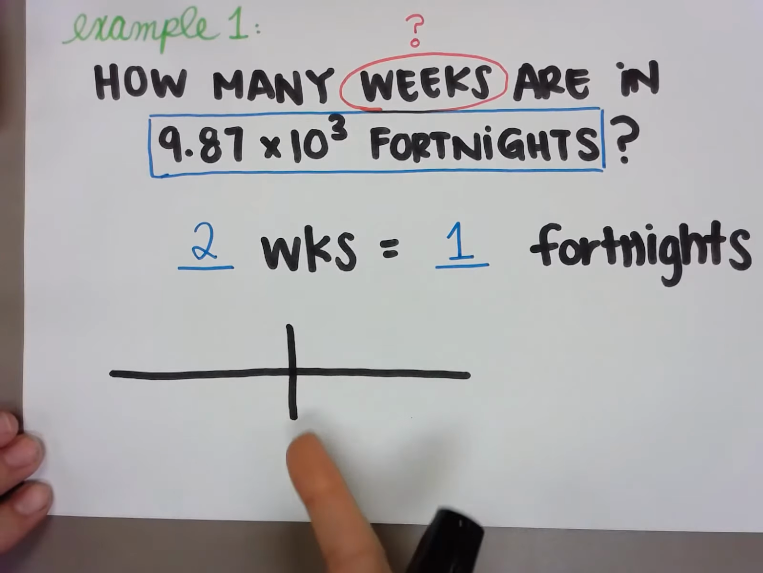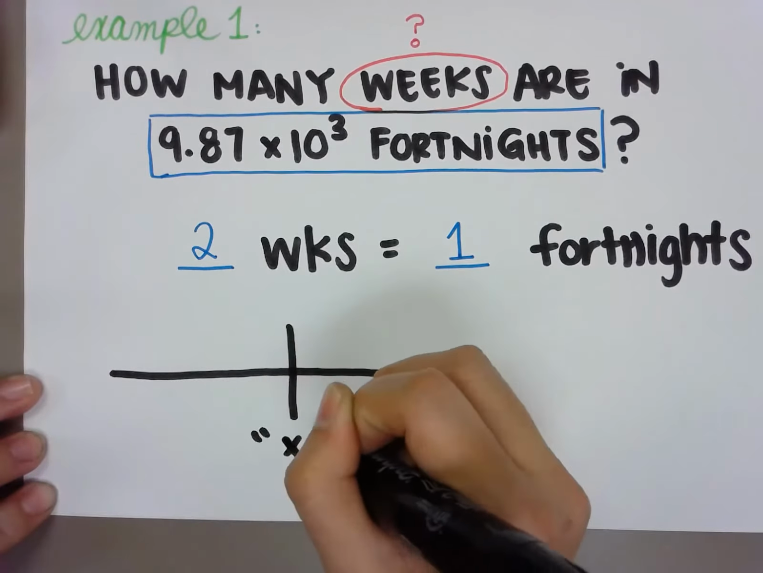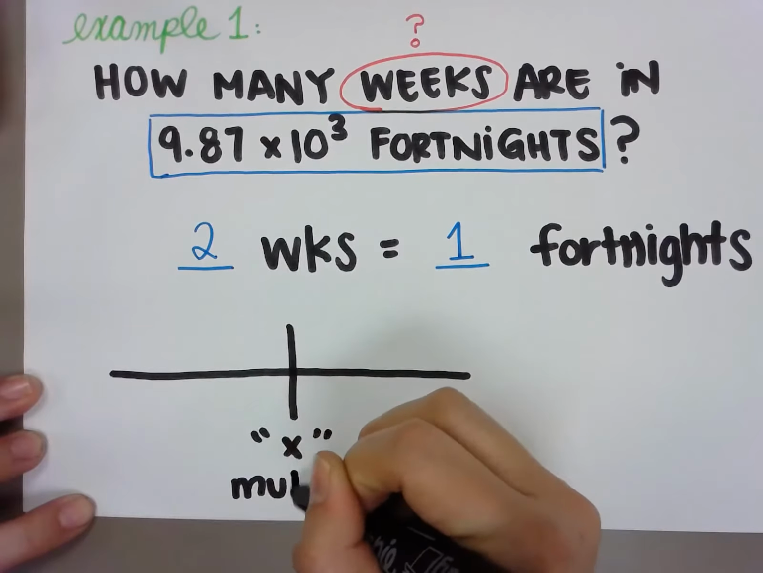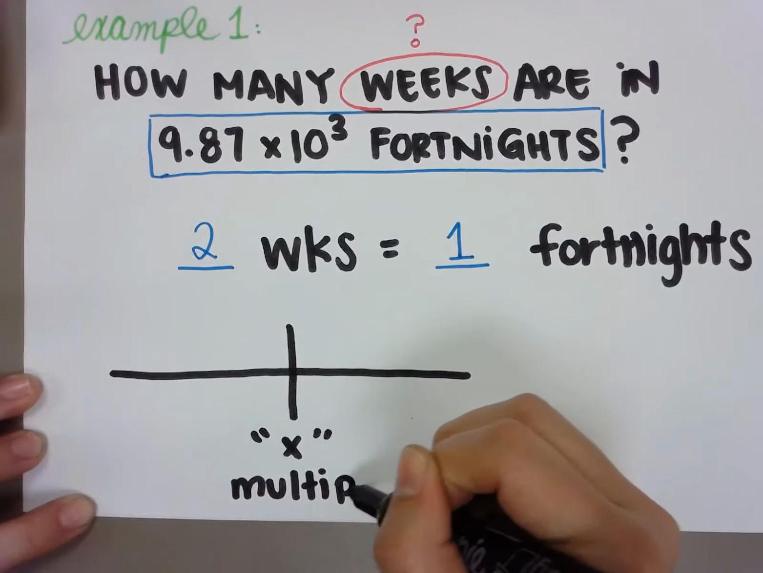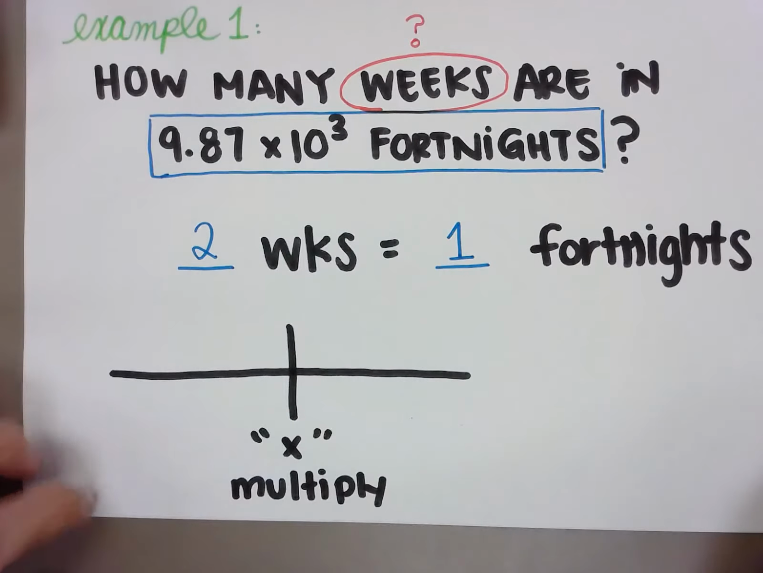And what this vertical line represents is the multiplication symbol, all right? So every single time you see a vertical line through each of your problems in dimensional analysis, it really just means that you need to multiply, all right? And so here's what we've got. To set it up, this is what we imagine.